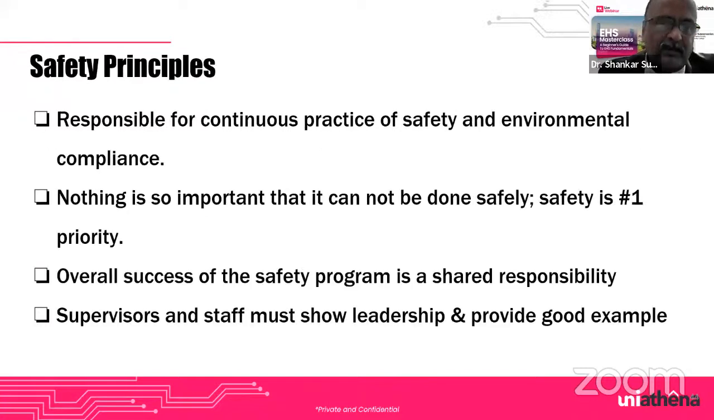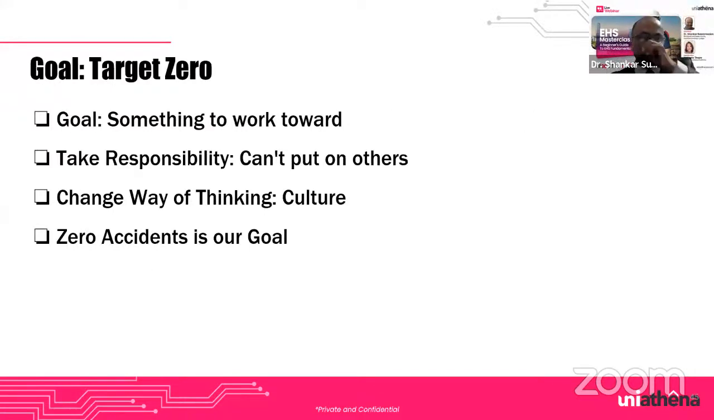Safety principles: responsible for continuous practice of safety and environmental compliance. Nothing is so important that it cannot be done safely. Safety is a first priority. Overall success of the safety program is a shared responsibility. Supervisors and staff must show leadership and provide a good example. So as I said, it's a build-up of the pyramid. You have the individuals, then you have the organization, national, international, all layers.